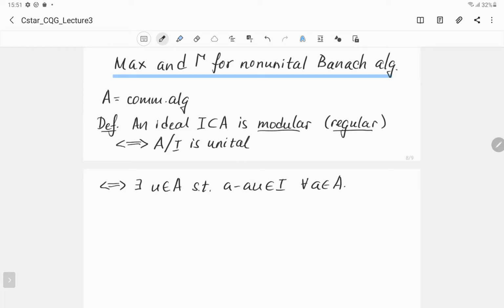So this is just any representative of the identity in A modulo I. Such an element is sometimes called a modular identity. And it is easily seen to be unique modulo I. So any two modular identities can differ only by an element of the ideal. Well, let's look at some examples.